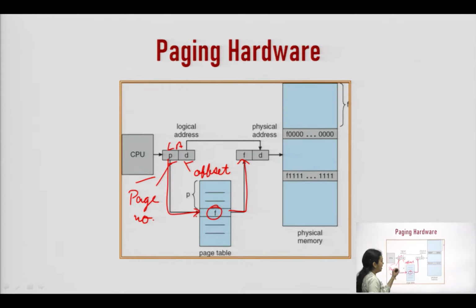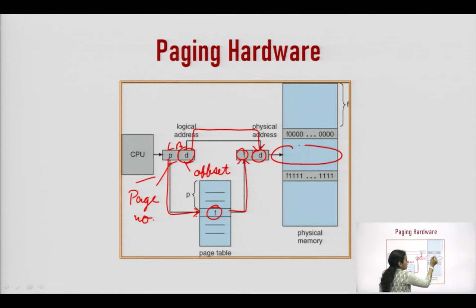Now, we have got the starting location. Once we have reached the starting location, where we have to go after that is given by the page offset, and this goes from here to here, where the frame number collectively with the page offset gives you the exact memory location where it is located. So, this is basically the paging hardware.